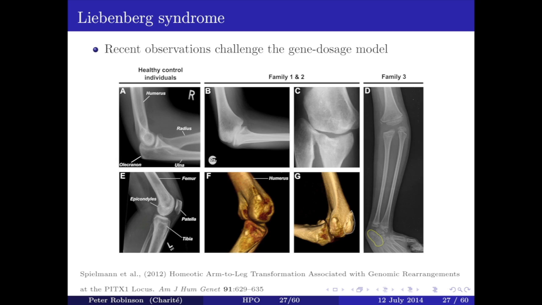And this here is the wrist of a patient with Liebenberg syndrome. So it's starting to look a little bit like an ankle or a heel there. And so there's a homeotic arm-to-leg transformation. This was sort of a mystery for a long time. Where is this coming from?